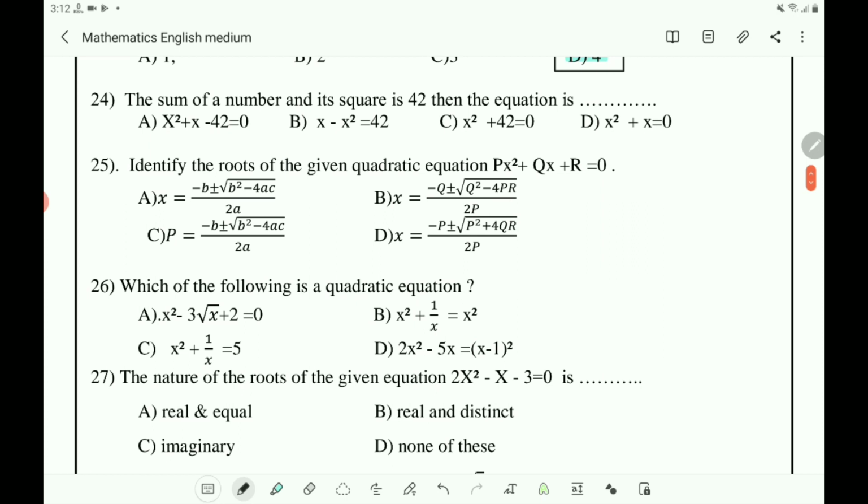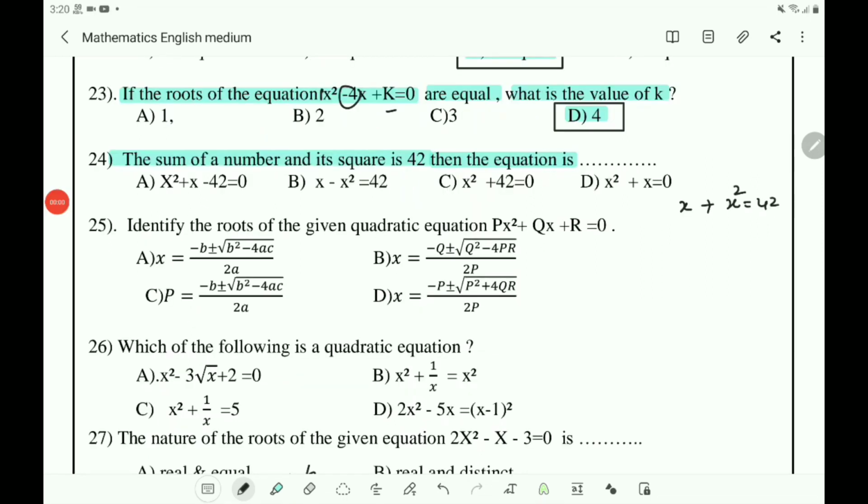Next you take the question number 24. The sum of a number and its square is 42. Then the equation is, here you take, consider x and its square is x square. Sum of a number and its square means x plus x square, that is equals to 42.